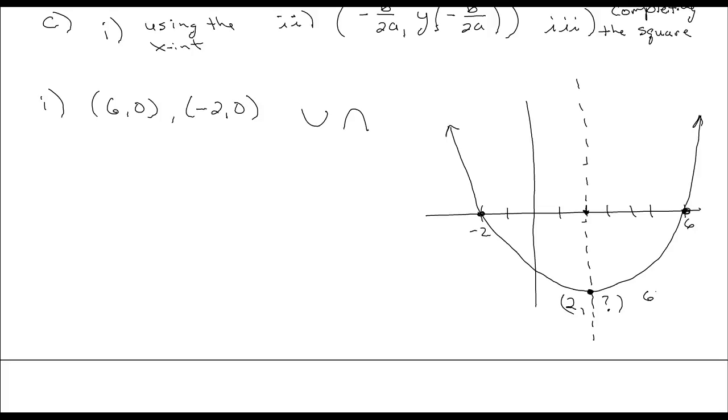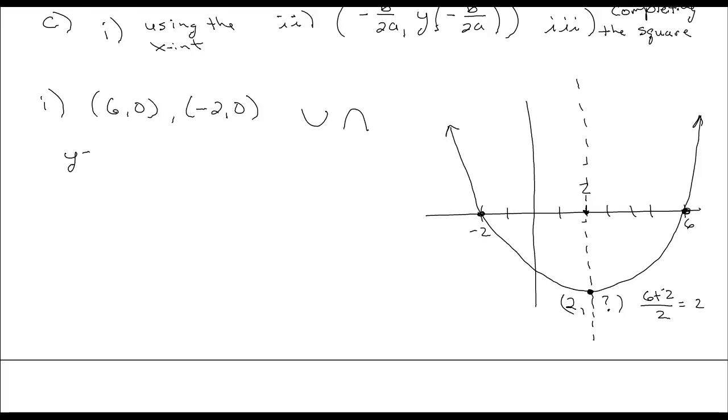So 6 plus a negative 2 divided by 2. Well, 6 plus a negative 2 is 4. 4 divided by 2 is 2. So somewhere on this line is my vertex. So take that 2 and plug it back into the original equation.